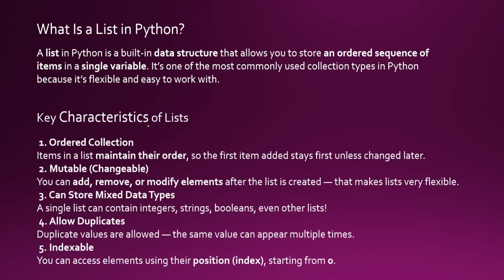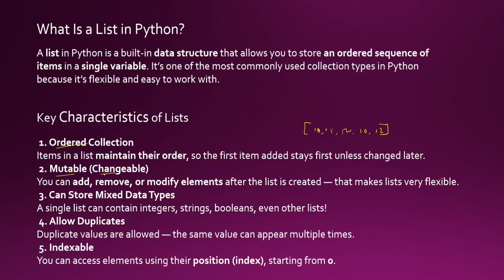Key characteristics of list. First one is ordered collection. Ordered collection means items in a list maintain their order. So the first item added stays first unless changed later. Suppose we create this list 10, 15, 20, 10, 12, like this. So in a list, whatever values we have put in our list, it will remain the same unless we change any of the values. So these basically maintain the order whatever we mention in our list.